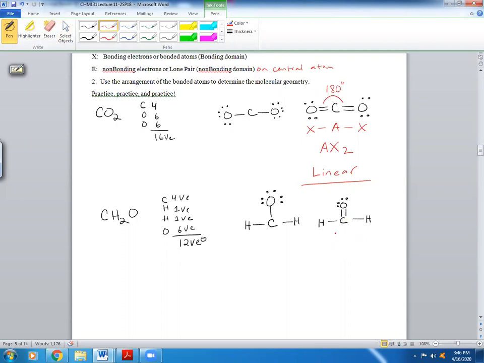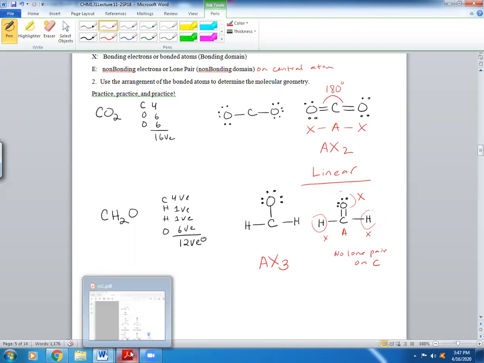Okay. A is the central atom. Well, here's A. How many atoms are surrounding carbon? Hydrogen, hydrogen, and oxygen. So that's A, X, X, and X. Are there any electrons on C? That's what E stands for right here. Any lone pairs? No. On C. So therefore, we have AX3.